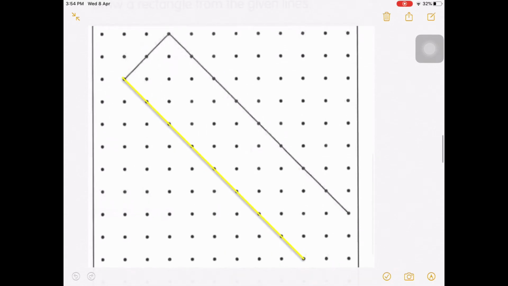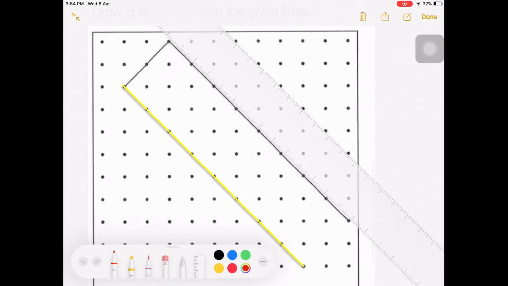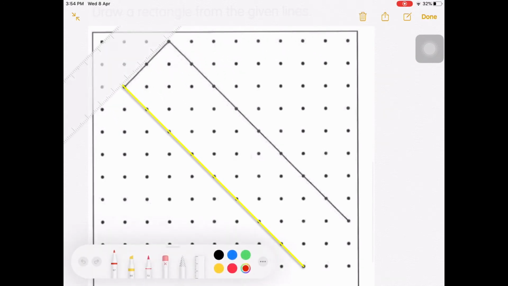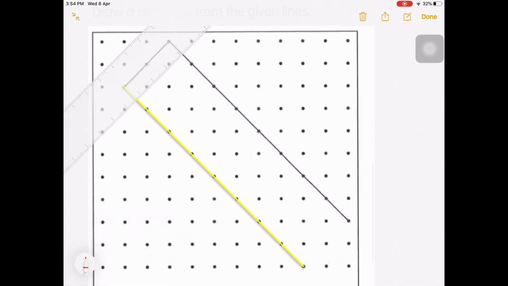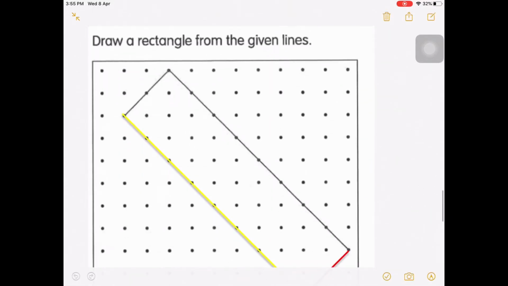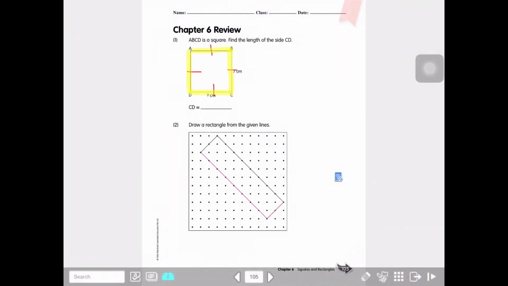Now we look at the breadth of the rectangle. We put our ruler against the breadth of the rectangle, like so. And the breadth of the rectangle has 2 units. Now we shift the ruler downwards. We also find the opposite side of the breadth is 2 units. That's how we draw these rectangles. That's how you draw the rectangle.